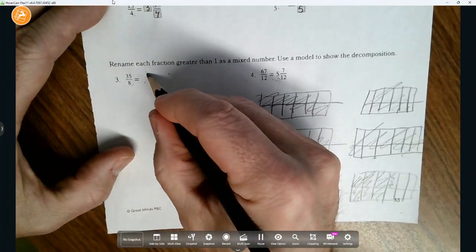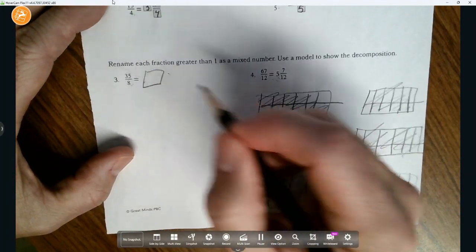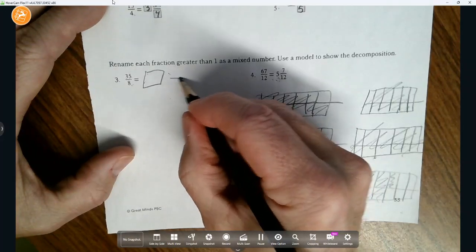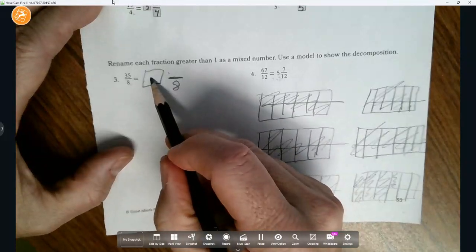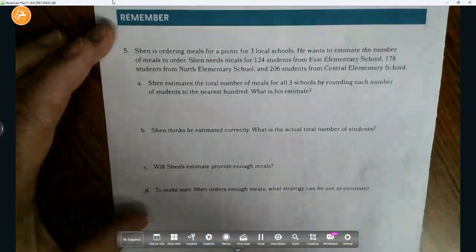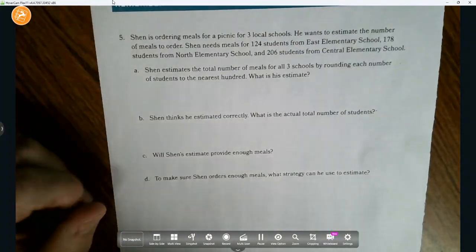Remember, your answer, you're going to have a whole number here. That'll be a whole number by itself. And then you're going to have a fraction right here. Okay? It's going to be over eighths. So a whole number there, then your remainder right here. Look on the back. I'm going to read this one. I'm not doing it for you.